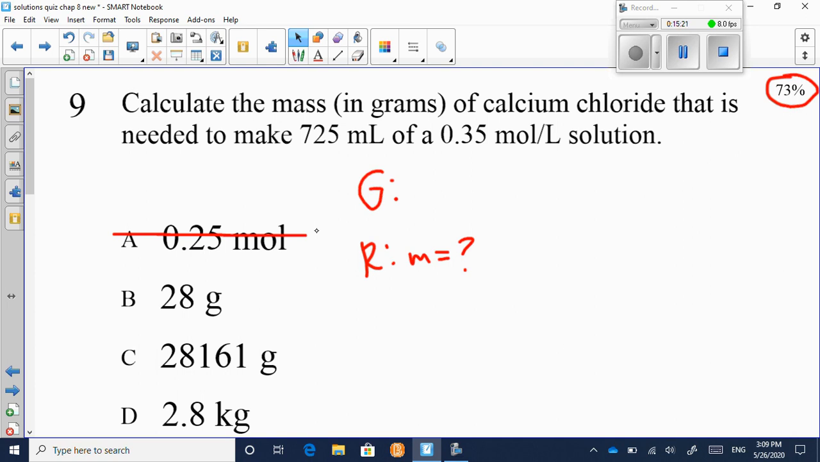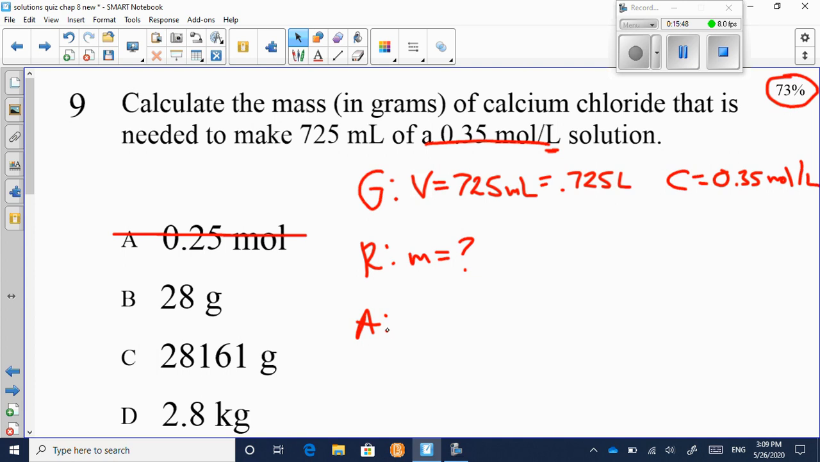Okay, now we've been given that we've got a volume of 725 milliliters. And I see right away that they gave me liters here. So I'm going to convert this to liters. I'm going to divide by 1,000, so it's 0.725 liters. And I've got a concentration of 0.35 moles per liter.